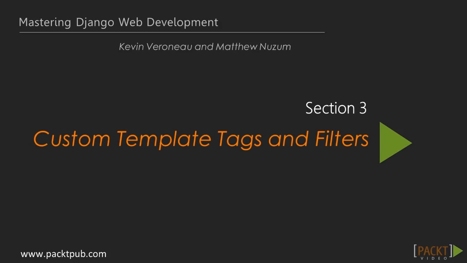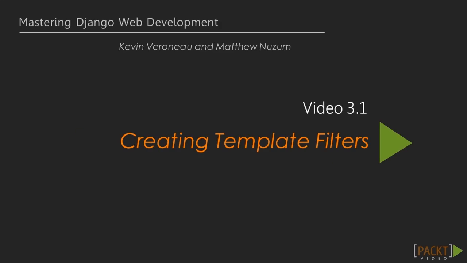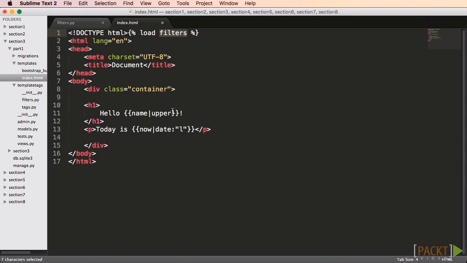In this section, we'll discuss custom template tags and filters. We'll start out with filters, since they're simpler. Then we'll cover template tags. You've probably used filters in your templates. One that people often try out at first is upper. We can see how it works here.